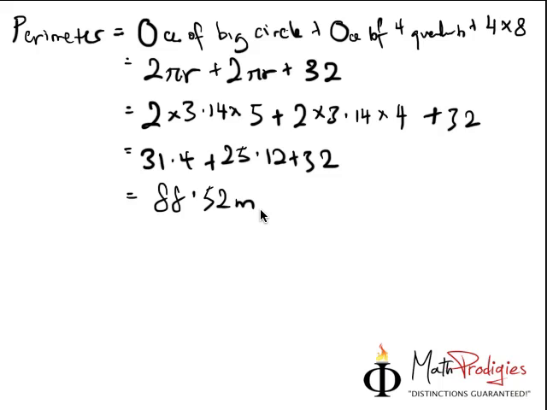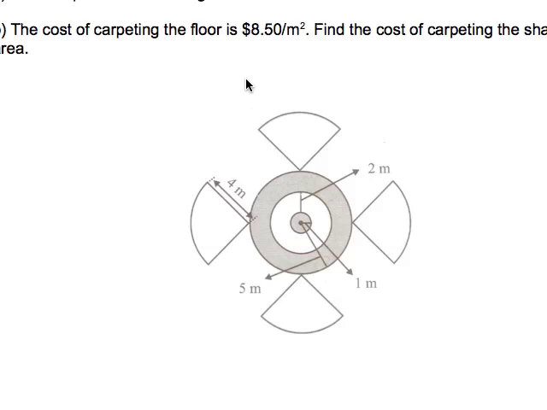Awesome. Let's take a look at the second part. The second part is a bit tougher. It asks you for the cost of carpeting this shaded area. So first off, you have to find out the shaded area. It's not as simple as saying it's the big circle minus this smaller unshaded circle, because there's also another one within it. So you can take a look at it in two different ways.